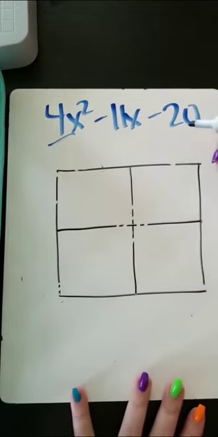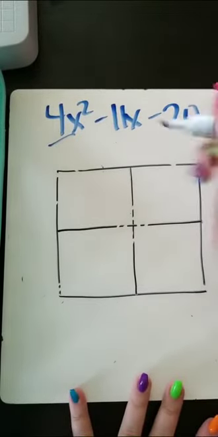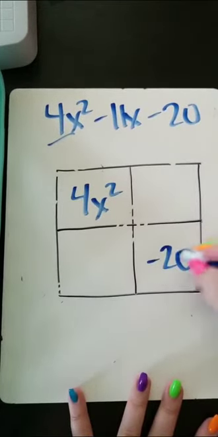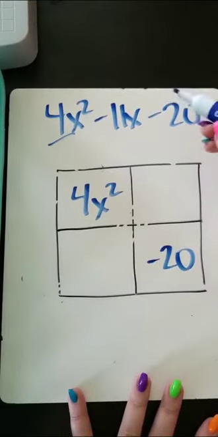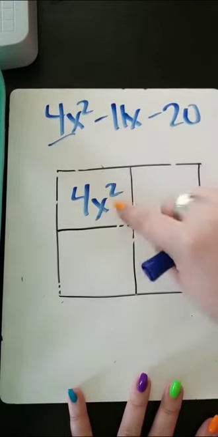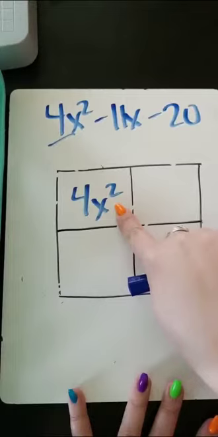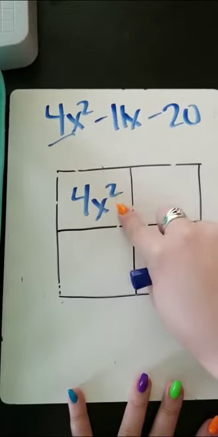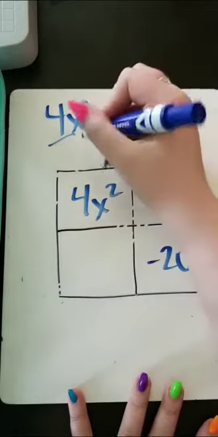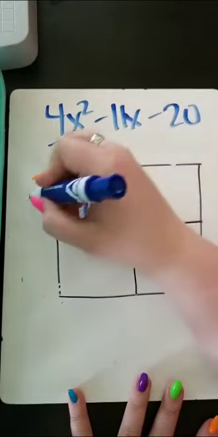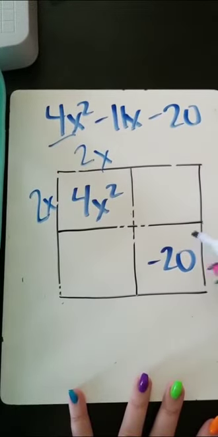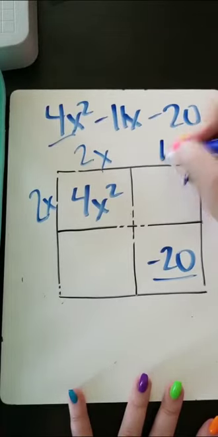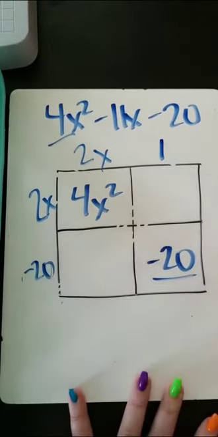Watch and learn. So, again, we fill in our pieces. 4x squared and negative 20. Okay? Then 4x squared, there's 2 options for multiplying to get to 4, okay? Most kids think about multiplying to 4, they think of 2 and 2. So 2x and 2x. Then I'm going to go through my options for negative 20, okay? There is 1 and negative 20.